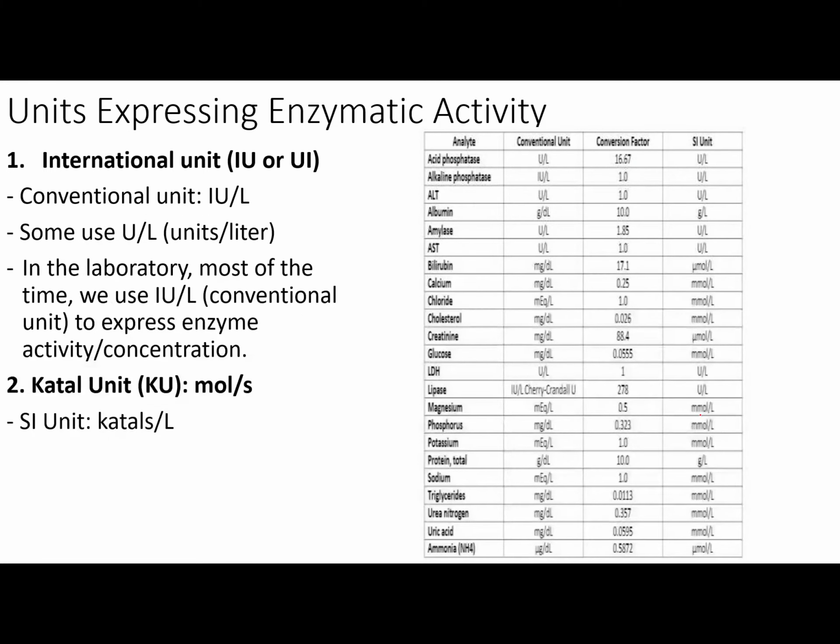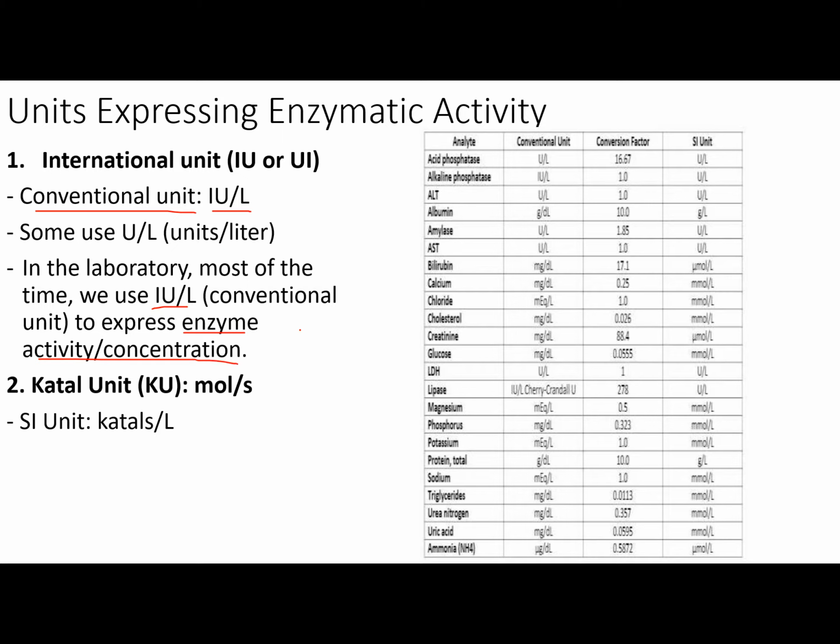Now let's talk about the units expressing enzymatic activity. So we have your IU, or the international unit. This international unit, class, is the conventional unit. It's written as international unit per liter, or some would use units per liter. In the laboratory, most of the time, we would use IU per liter to express enzyme activity and concentration.